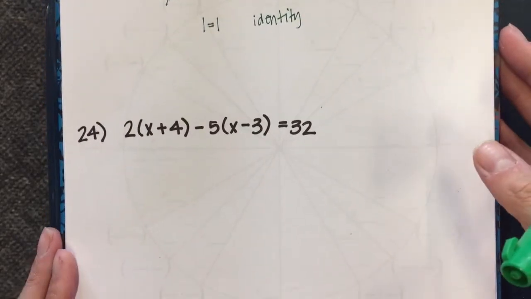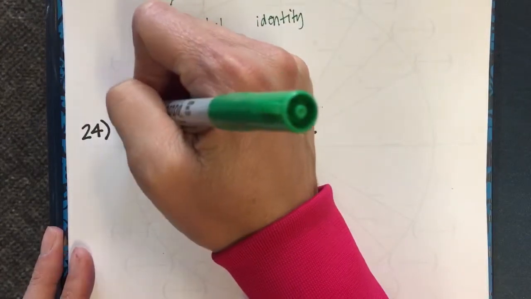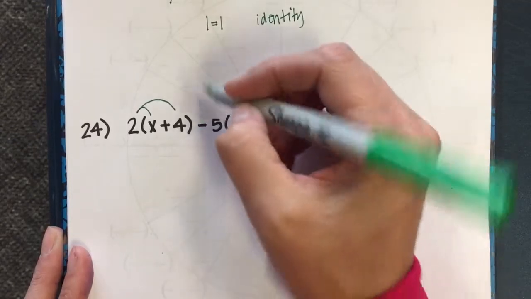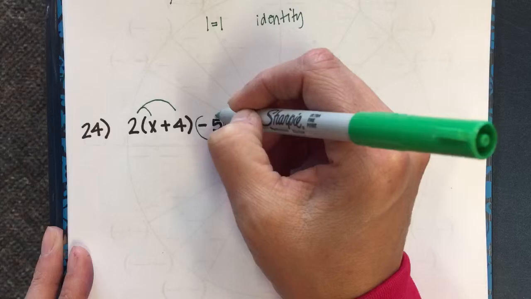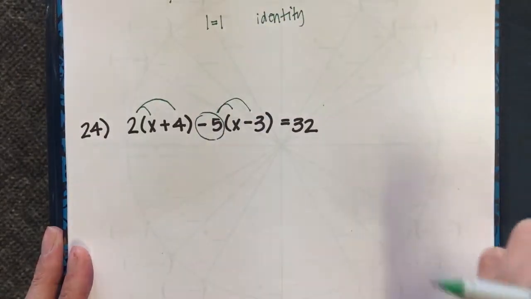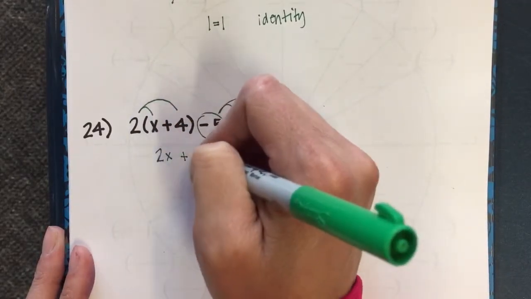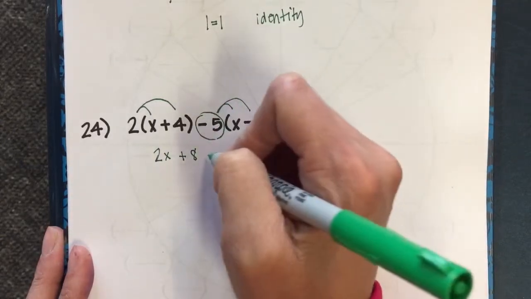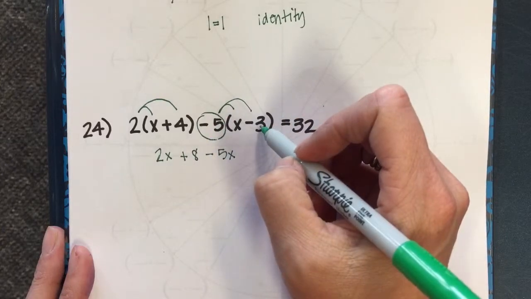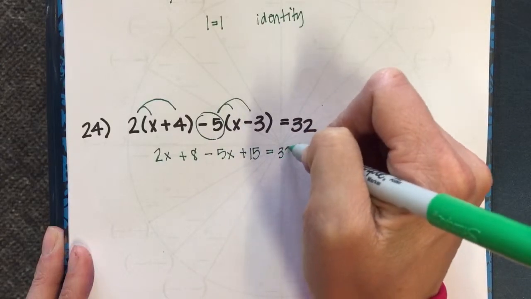24 was the second one I chose. We need to simplify the left-hand side, so we're going to distribute the 2, and I picked this one because of the negative 5. So when you distribute this, it will be easier if you distribute it as a negative 5 through to both of those. So we get 2 times x is 2x, plus 2 times 4 is 8, and then negative 5 times x is negative 5x. Negative 5 times negative 3 makes positive 15 is equal to 32.